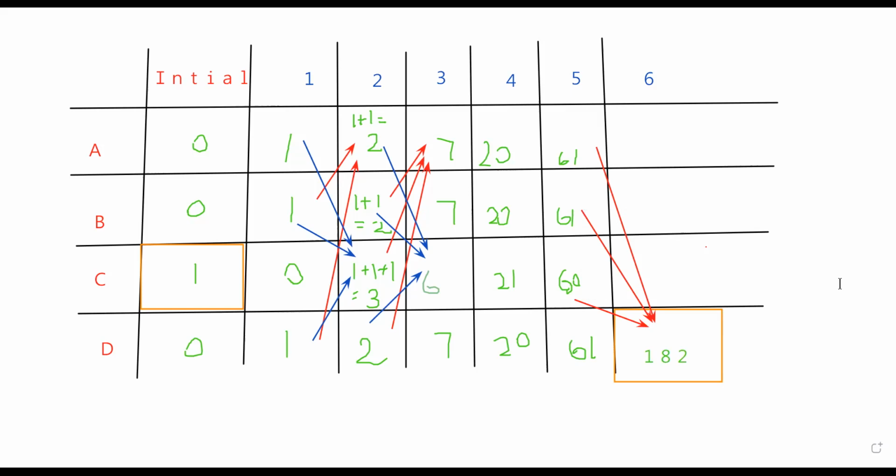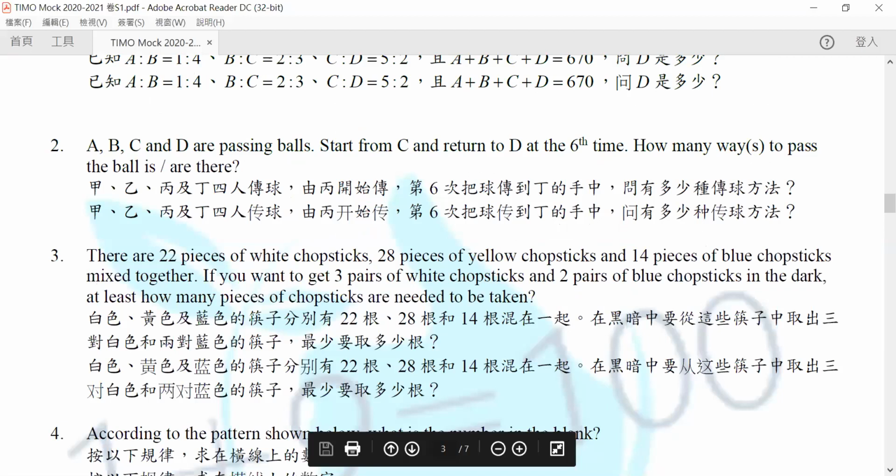If we start the ball from player C, then after 6 passes, there are actually 182 ways for us to pass it to D. This is our answer. Let's write that down in our mock examination paper. So this answer should be equal to 182.